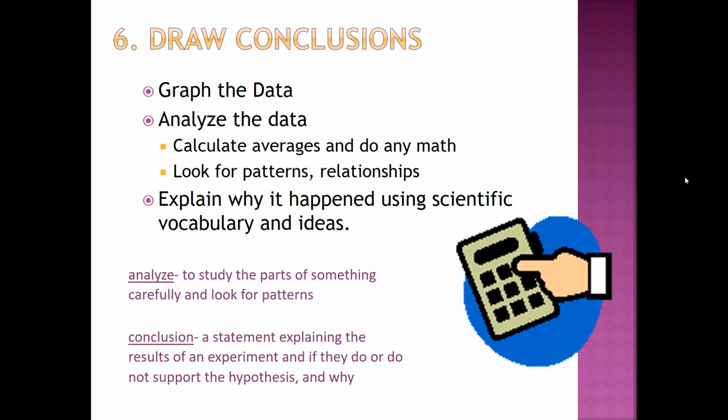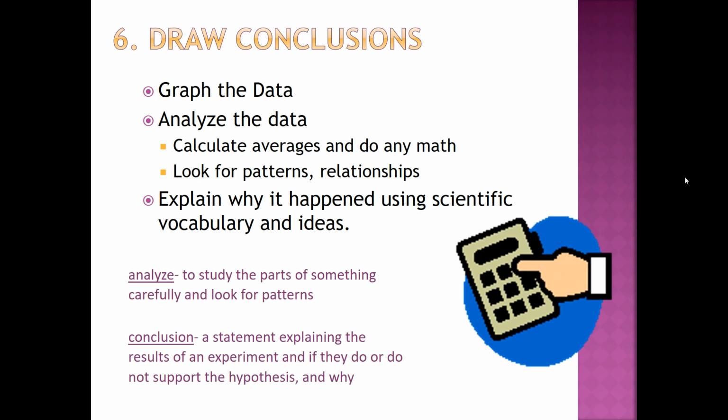Okay, once we're done with the experiment, we're going to graph the data. Water did or didn't boil at 95 degrees Celsius. We're going to analyze the data. If you don't know what analyze means, it means to study the parts of something carefully and look for patterns. So if we're in a group, we're going to look for patterns. Maybe if we had 5 groups in our science class, did everyone's boil or not at 95 degrees Celsius in a minute? Did everyone's or didn't it?